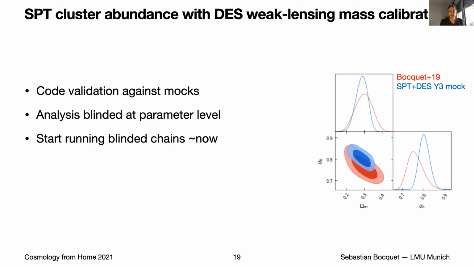And so the way the analysis is going to be done, it will be done blinded at the parameter level. So we want to be safe against confirmation bias. And while everything I show in this talk is rather preliminary, we hope to be able to start blinded data runs very soon.